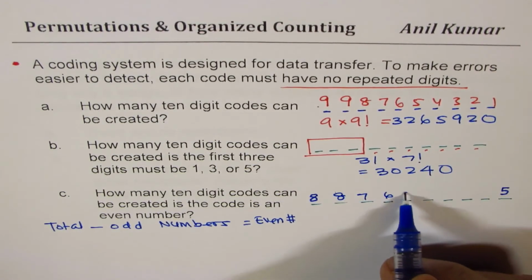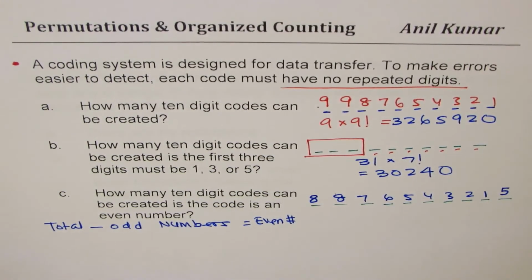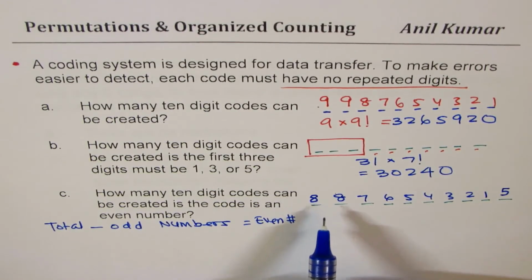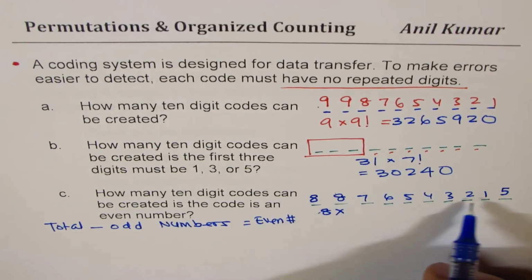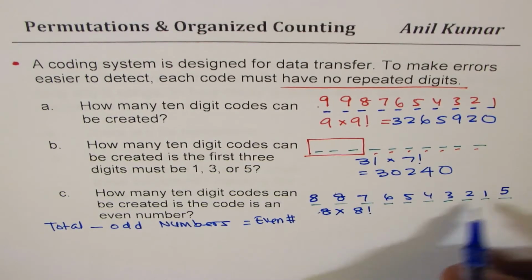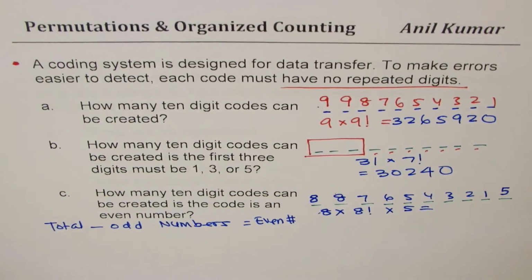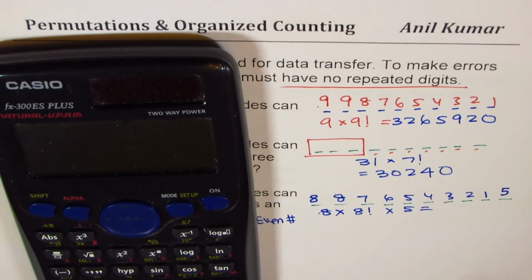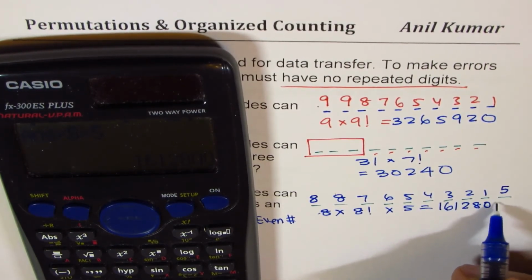This will be 7, 6, 5, 4, 3, 2, and 1. So that becomes the total number of combinations, correct? So what we get here is 8 times 8 factorial times 5, correct? So that becomes the total number of odd numbers, right? So let's do 8 factorial first, and then we'll multiply this by 8 times 5, which is 161,2800.